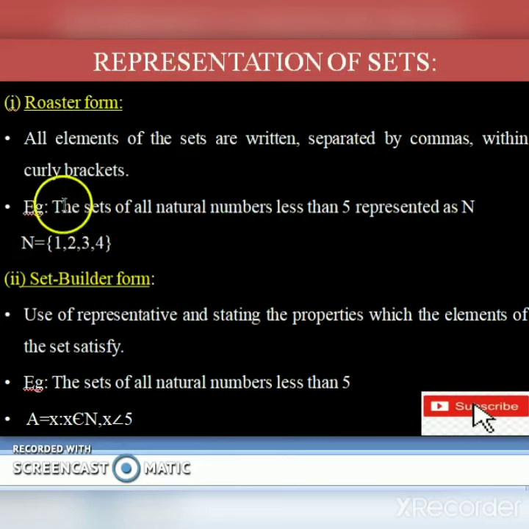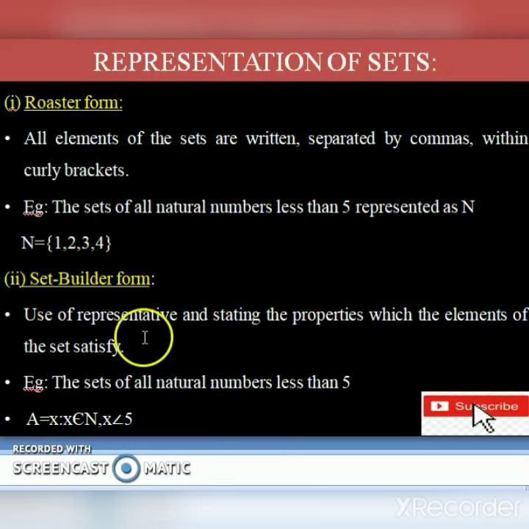For example, I want to write the set of all natural numbers less than 5, represented as N. How do I write this in roster form? I know my set is written with a capital letter, so N = with curly brackets, and the elements separated by commas in roster form. The natural numbers less than 5 are 1 till 4. So I'll write 1, 2, 3, 4. Why commas? Because in roster form commas should be there.